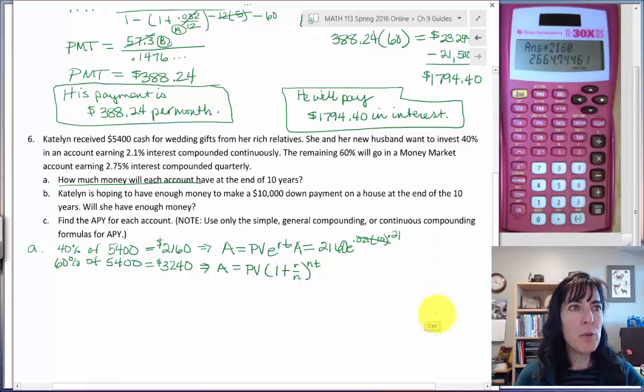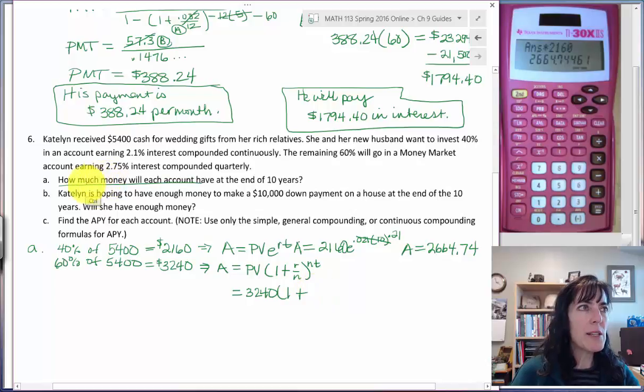and we will have an ending amount of $2,664.74, with a 4 following, so it's going to stay a 4, not be bumped up. For the second formula, I'm going to write it down below. That one I had 3,240 to start with, 1 plus my rate. For the second account, I can see here is the 2.75%, so 0.0275.